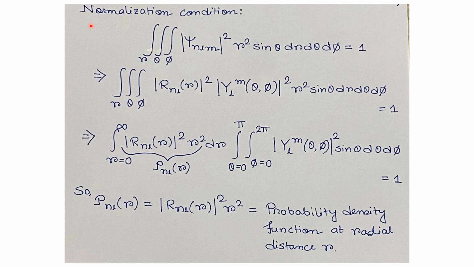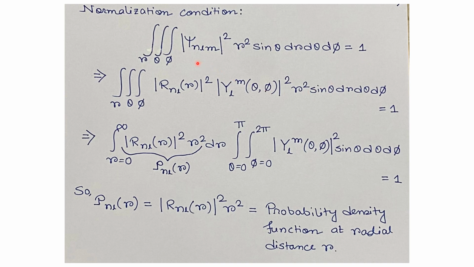Now we will discuss the normalization condition for the hydrogen atom wave function. According to the normalization condition, the integration over the entire volume, that is integration over r, θ and φ of the wave function mod square times the elemental volume, r² sinθ dθ dr dφ, equals 1.